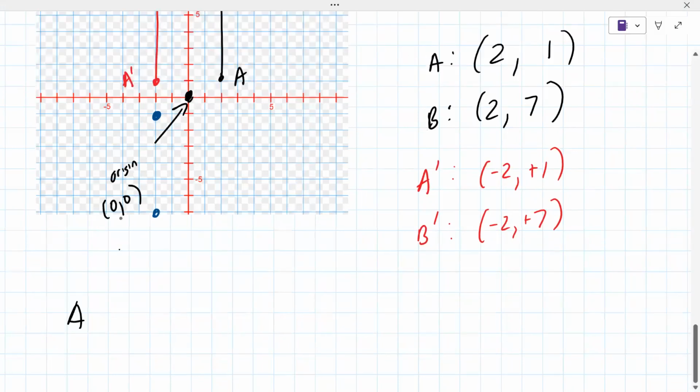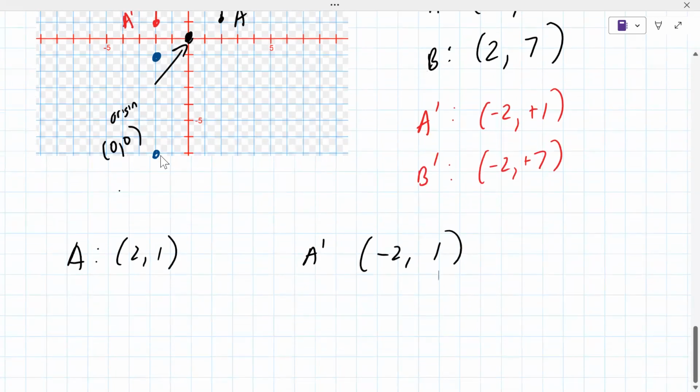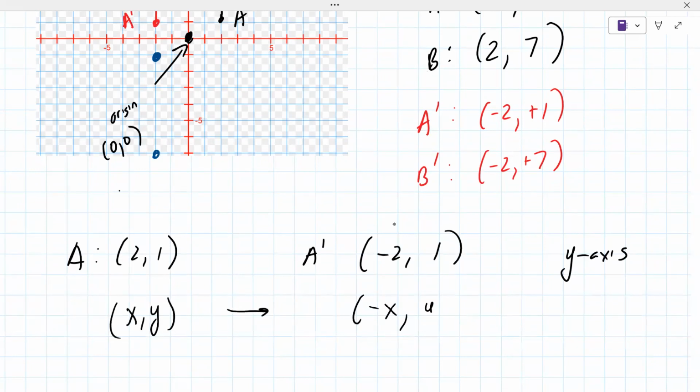Now I'm going to reframe this. A is 2, 1. And then A prime is -2 comma 1. And remember, we flipped over the y-axis. What is the rule? What's the difference between A and A prime? The only thing that changed is the -2. So the x value becomes negative. Whatever your x was, you then negate it. The y stays the same.